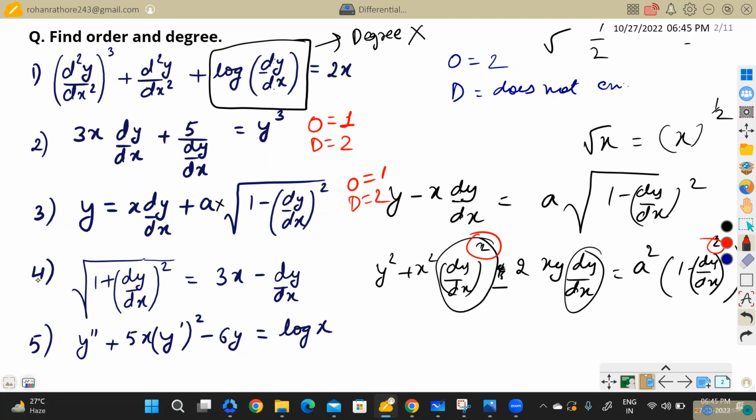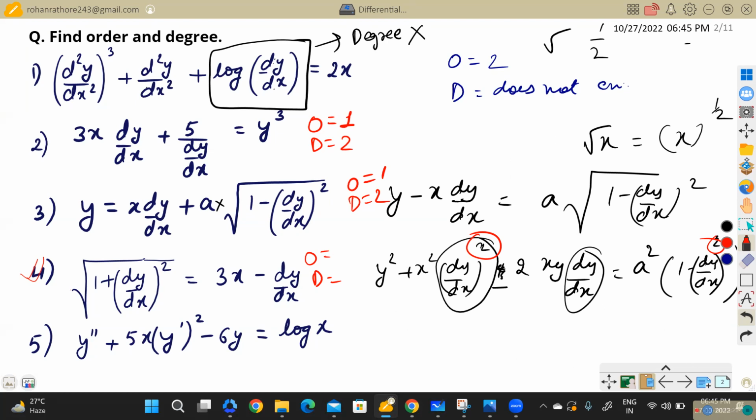Next one, the fourth. Here we have only the square root on one side, so we can just square both sides. So what will be the order and degree? We can do this directly: this square will be cancelled out and we'll get a whole square of dy by dx on the right hand side. So it'll be order 1 and degree 2.